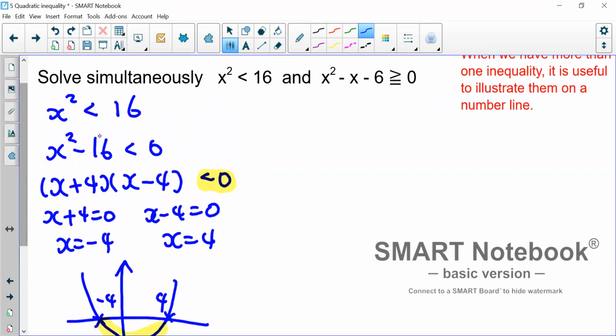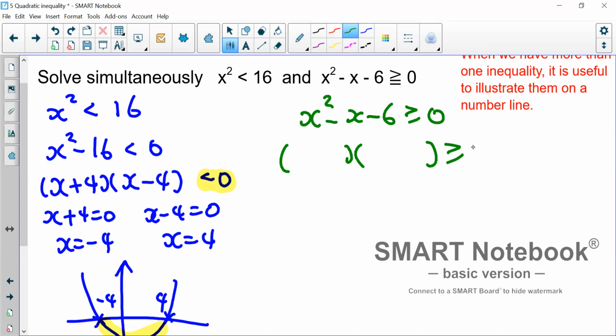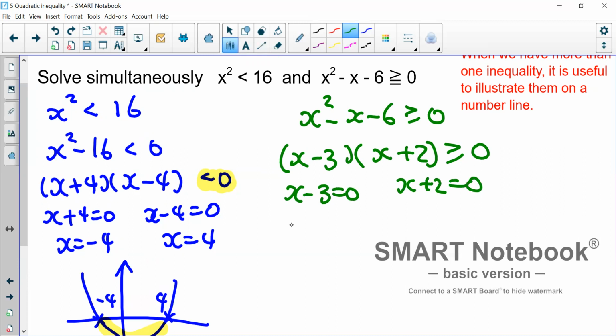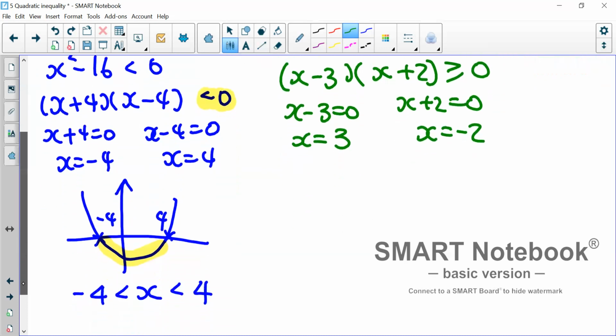Now we have to look at the second one. Right, so the second one we have x squared minus x minus 6, which is greater than or equal to 0. Again, let's start by factorizing the quadratic expression on the left-hand side, and we'll get x minus 3 times x plus 2, which means x minus 3 equals 0, or x plus 2 is 0. So that means the two roots would be x equals 3 or x equals minus 2.